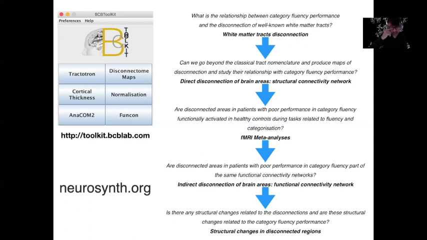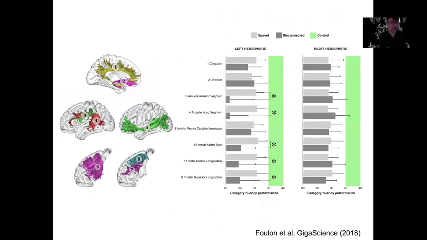So we had 60 patients with lesion in the right or on the left hemisphere. We looked at the relationship of the localization of lesion with category fluency. Nothing came out as significant, so we started investigating patterns of disconnections. If we do the classical track analysis, here are the tracks that we investigated. And we compare brain disconnection.